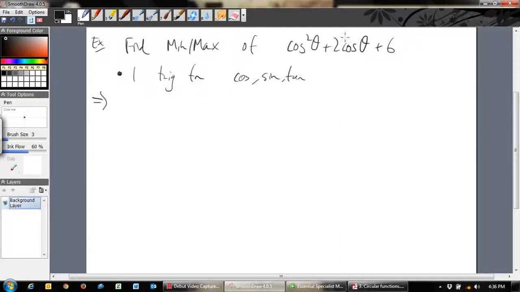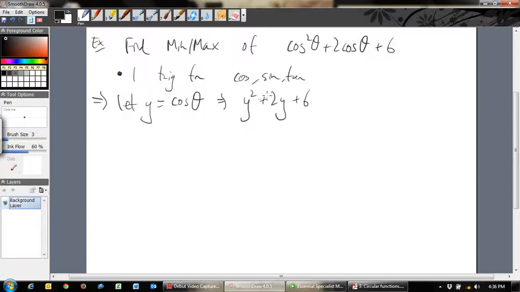How can we write this as only having one trig function in it? Well, it doesn't factorize. There's nothing nice in it, and it might be easier if I do a substitution. Let y be cos theta. That will give us y squared plus 2y plus 6. It's a bit easier to look at, isn't it? It cannot be factorized. There are no numbers that multiply to 6 and add up to 2, so that doesn't work.